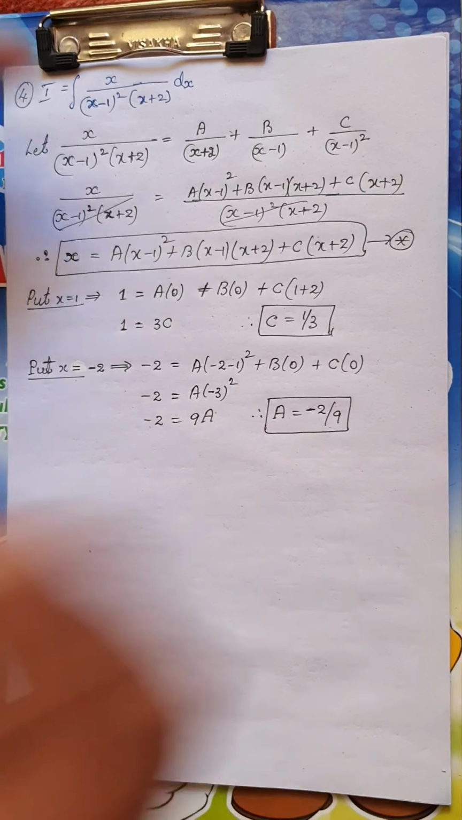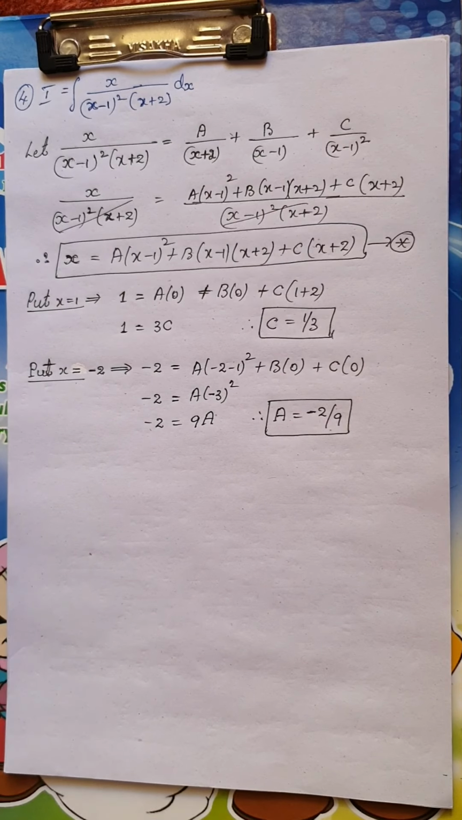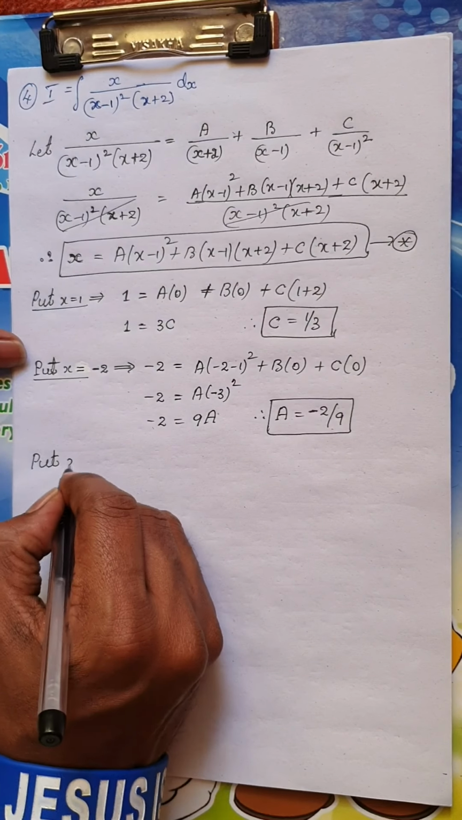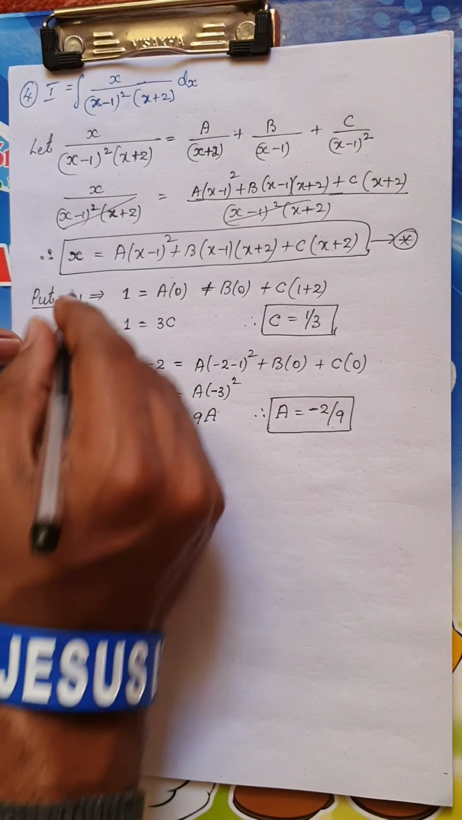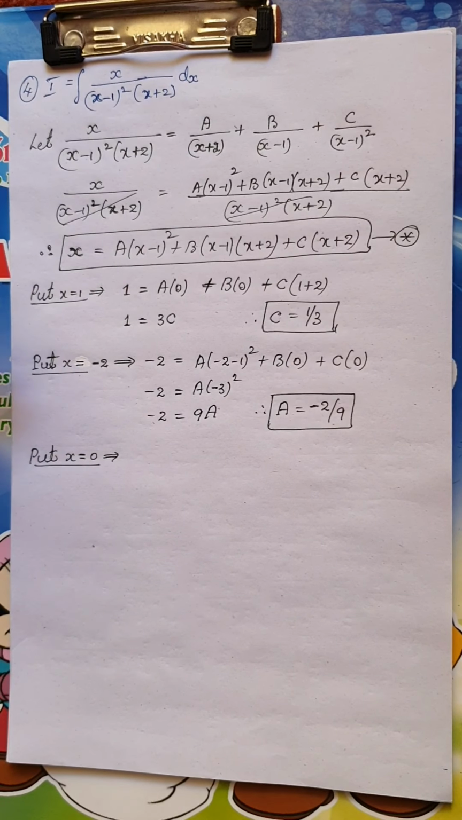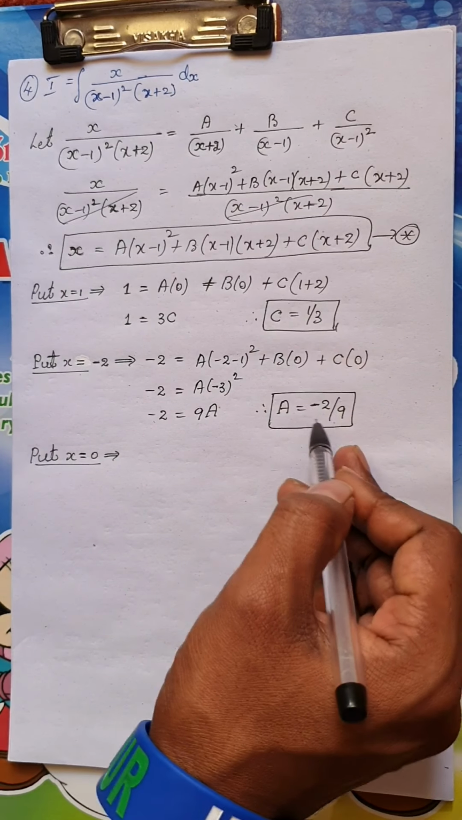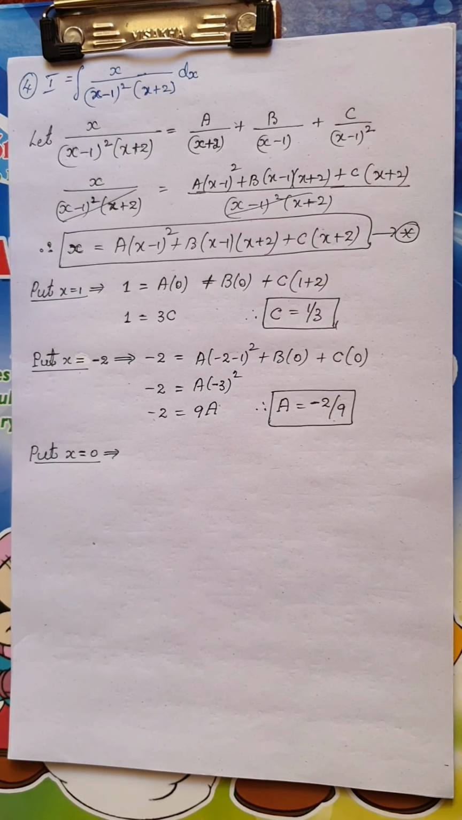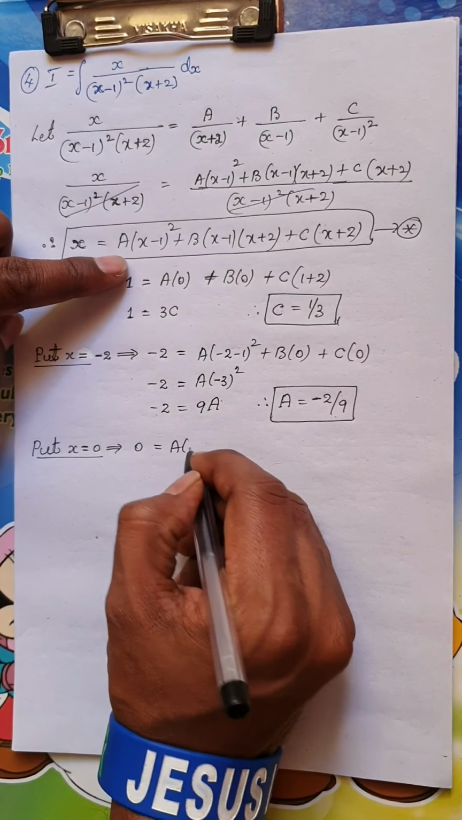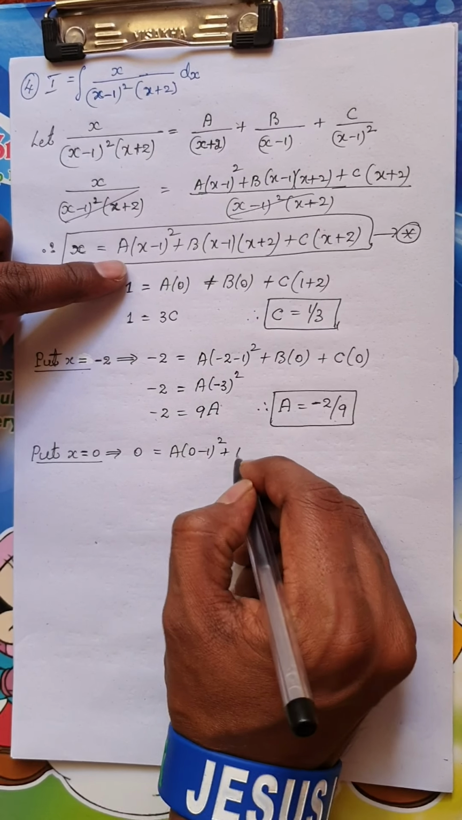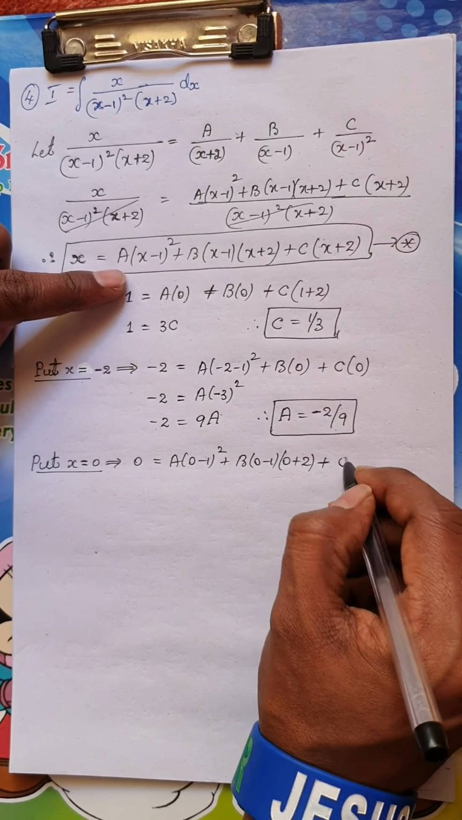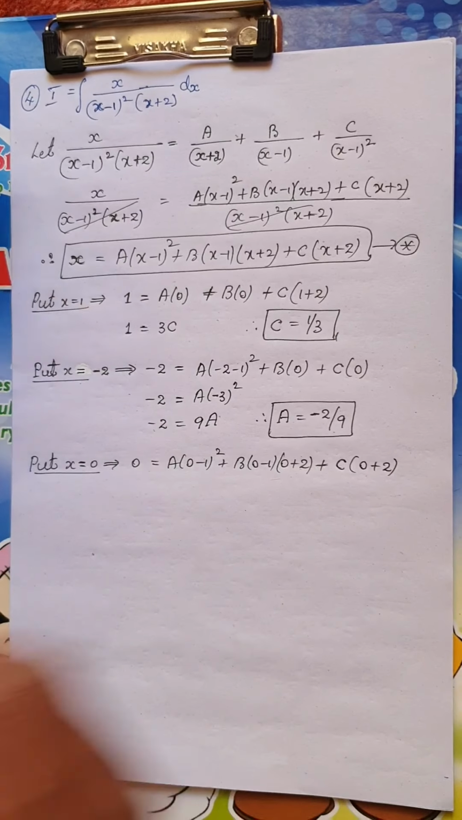Now I got the value of c, I got the value of a easily. For the third step, you have only those two factors here. So the best way of substituting is, if you have not substituted 0 anywhere, directly put x as 0. And here I will get an equation in terms of a, b and c. Put the value of a and c, you will get the value of b. So if you put x is 0, left hand side becomes 0 is equal to a into 0 minus 1 whole square plus b into 0 minus 1 into 0 plus 2, plus c into 0 plus 2.